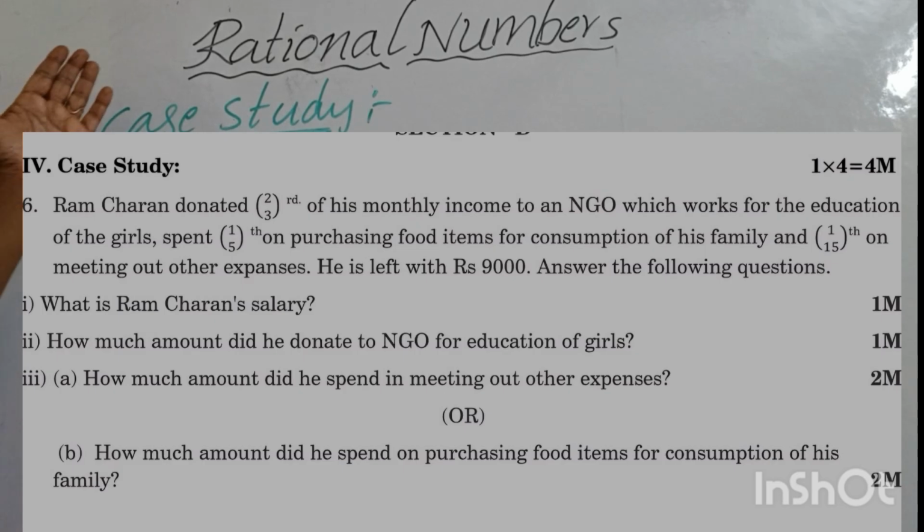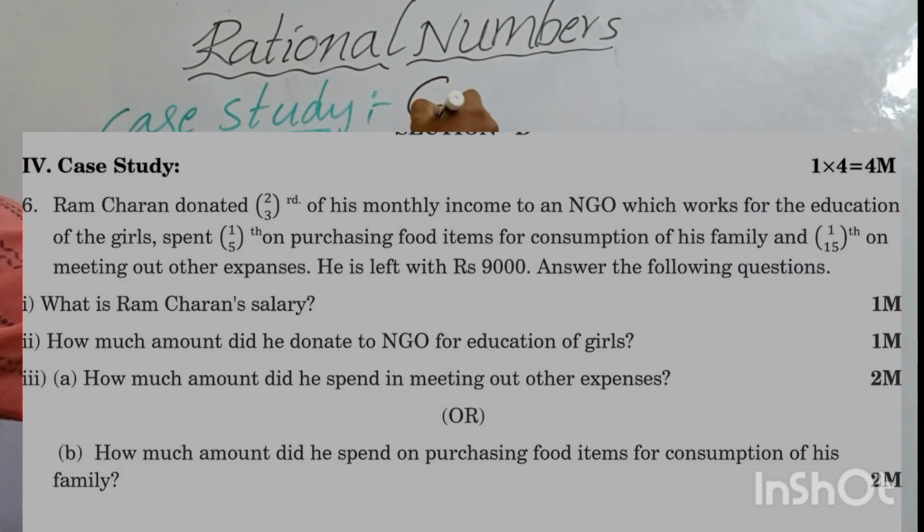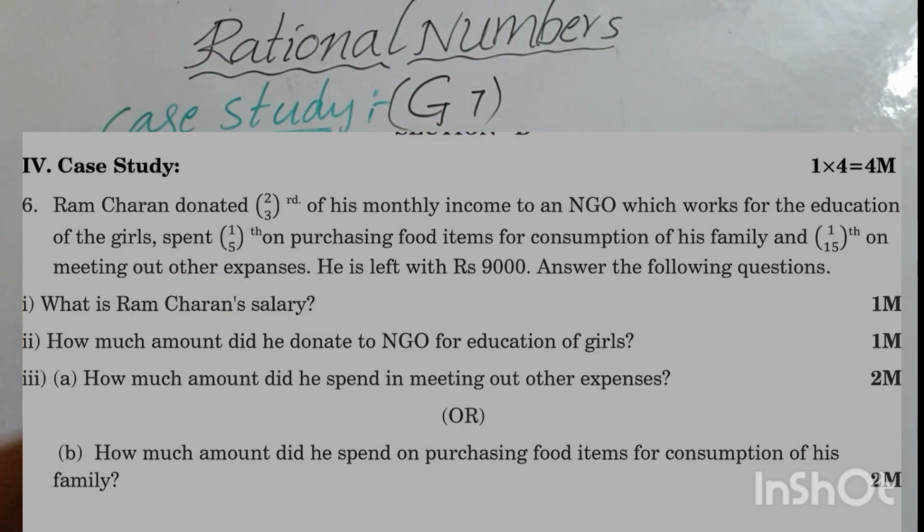Today's topic is rational numbers, grade 7 children. It is a related rational number topic, and the standard is grade 7. In that we have one case study question, children. Let us see what that case study is.